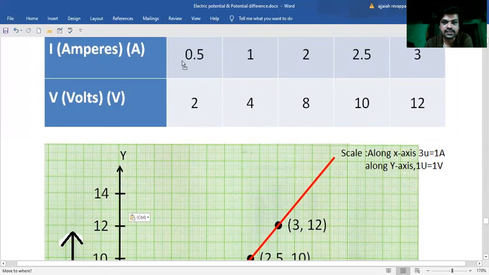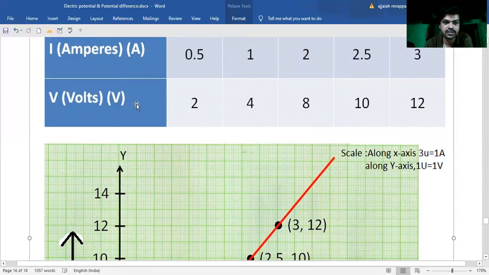All of you can see these current values and potential difference values. Potential difference 2 volts first, then I doubled it: 4 volts, 8 volts, 10 volts, 12 volts. As I'm increasing the potential difference, the current also increases. So current depends on potential difference. If there is no potential difference, there is no current.